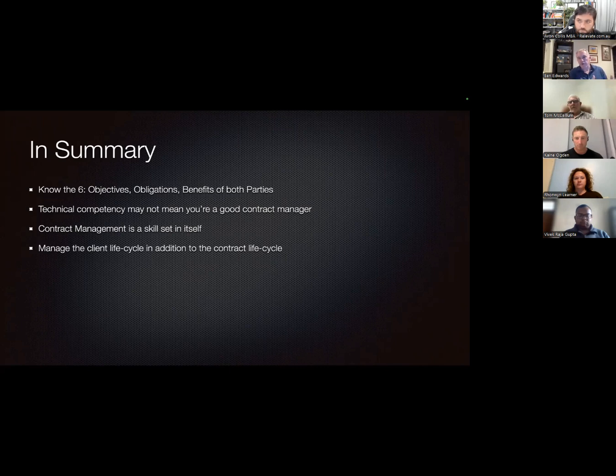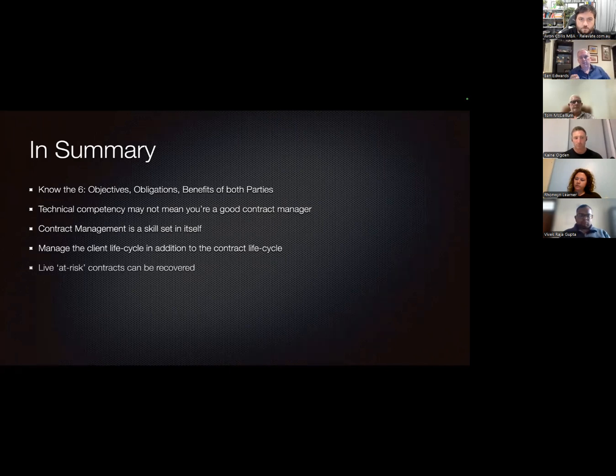You might have a 5-year contract. You might have a client for 20 years. You might have multiple contracts with the same client in different areas or different regions. And you need to manage each of those contracts in isolation, but under the same client. So you need to look at those separately as the client life cycle versus the contract life cycle.